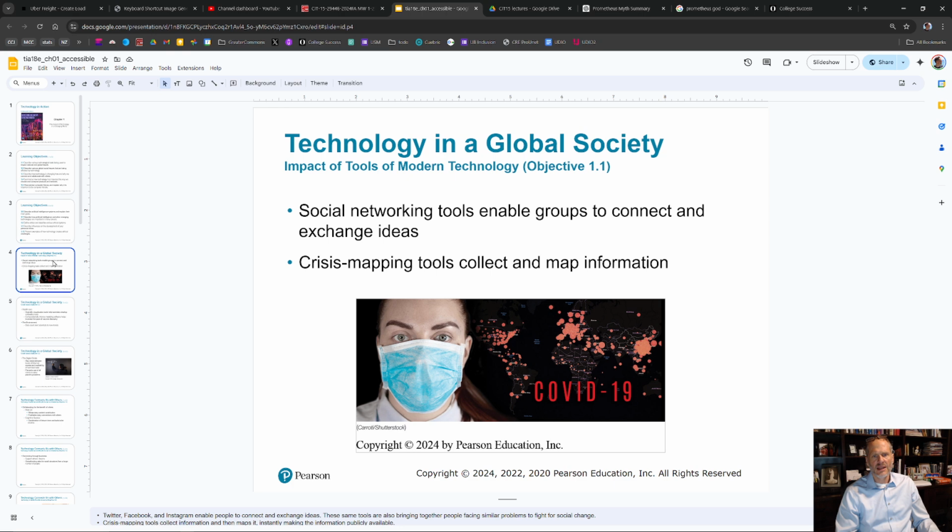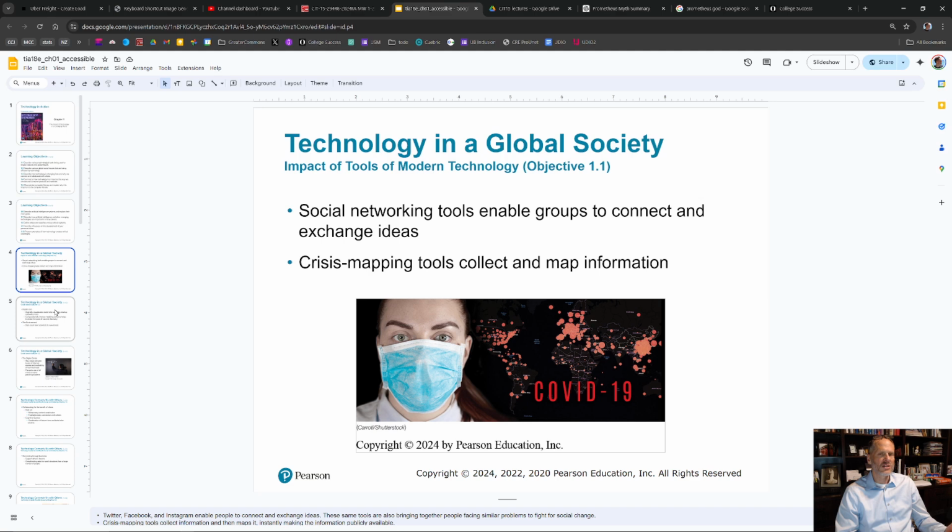And then it talks about different tools that are out there, just like what does technology look like in a global society. So social networking tools to enable groups to connect and exchange ideas, like social media sites, X, Facebook, LinkedIn, right? And crisis mapping tools, so you could see how, if there's a crisis occurring like COVID-19, how quickly is it spreading? How do we stop it? Technology is used for all of that.